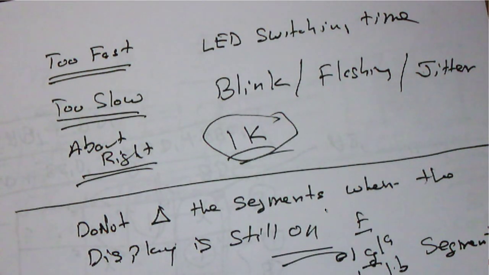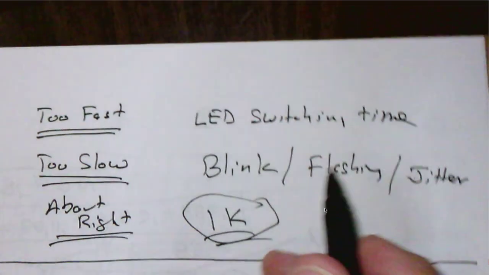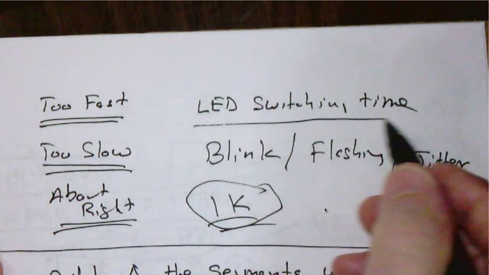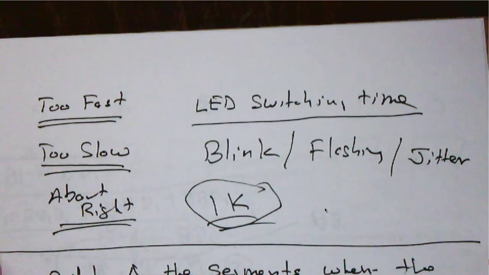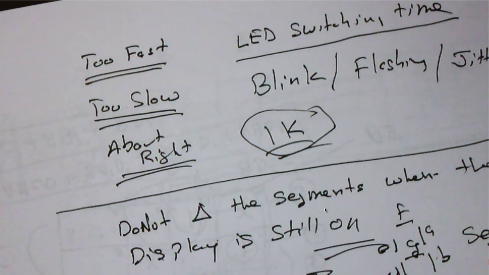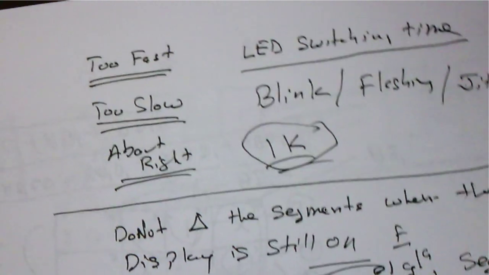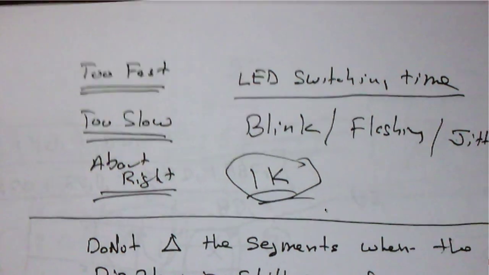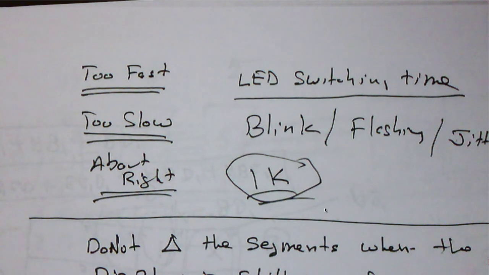Now, you could theoretically have an asymmetric clock. You could make the display time longer and the time when you're switching segments shorter. But remember, you still have to not violate the LED switching time. And you don't want to go too slow. So anyway, this is really a fun lab because you can see how your digital alarm clock actually works.